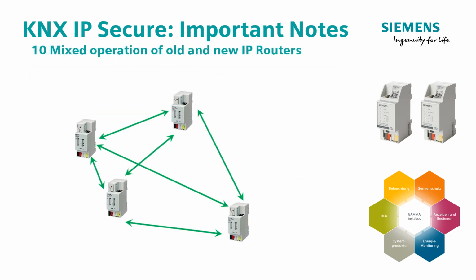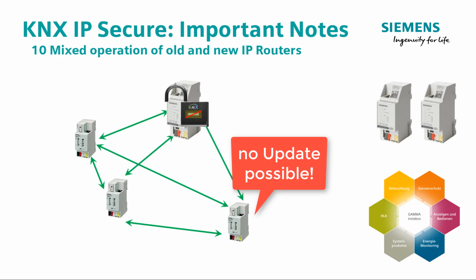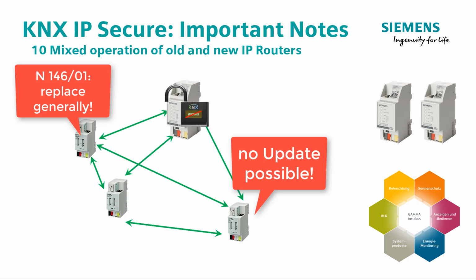10. Mixed operation of old and new IP routers. Mixed operation of the IP routers N146/02 and IP router secure N146/03 is only possible if the IP routers secure are configured non-secure. Safe commissioning equals deactivated, since the older generation cannot be updated. It is recommended to generally replace IP routers N146/01 by new devices.